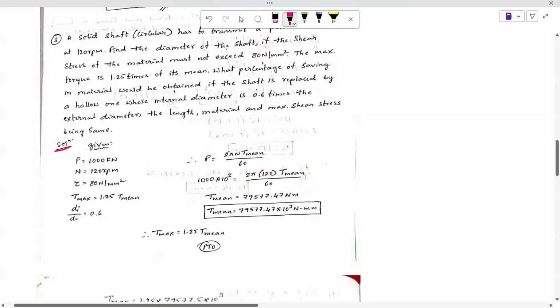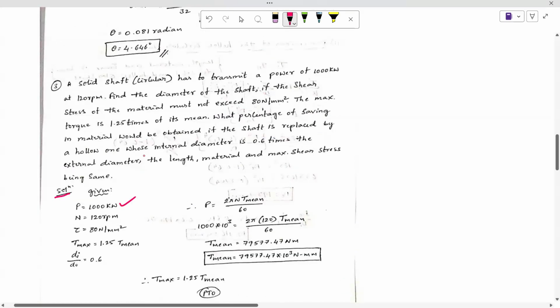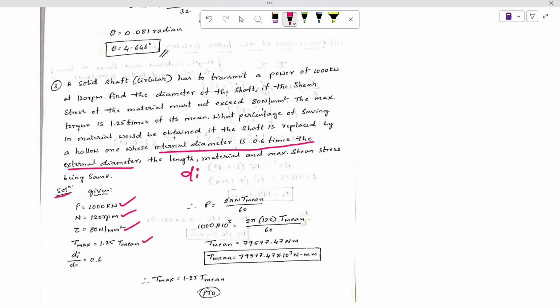So, solution. First, list out the data which is given in the problem. P is 1000 kilowatt. N is equal to 120 RPM. Tau, shear stress, is 80 Newton per millimeter square. Maximum torque is 1.25 times the mean torque. Internal diameter is equal to 0.6 times the external diameter, that is, di, the internal diameter, is 0.6 times the outer diameter. So that is also given.